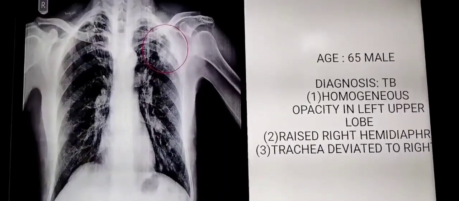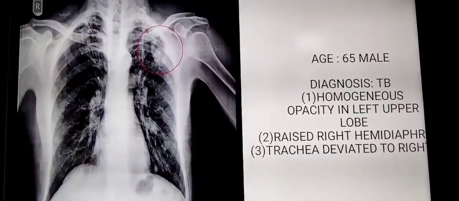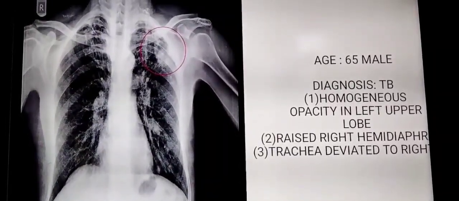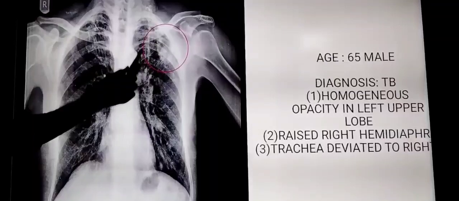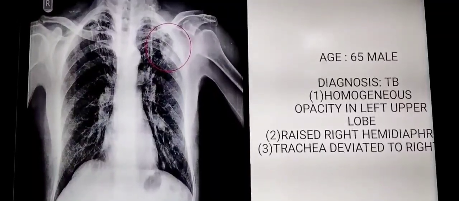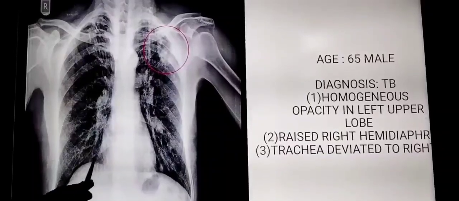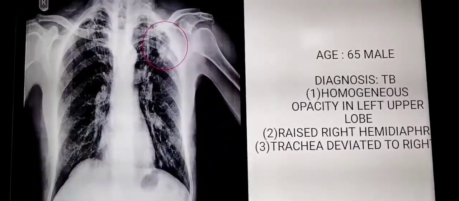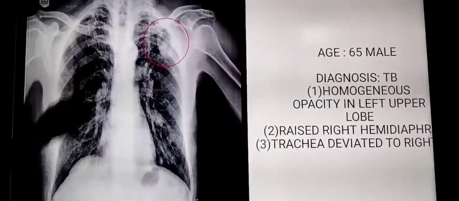Now we are moving on to the abnormal chest X-rays. The present X-ray is of a 65-year-old male diagnosed with tuberculosis. Abnormal findings are: first, homogeneous opacity in the left upper lobe. Second, raised right hemidiaphragm. We can see here the right hemidiaphragm is abnormally raised. Third, trachea deviated to the right. The trachea is slightly deviated to the right side.